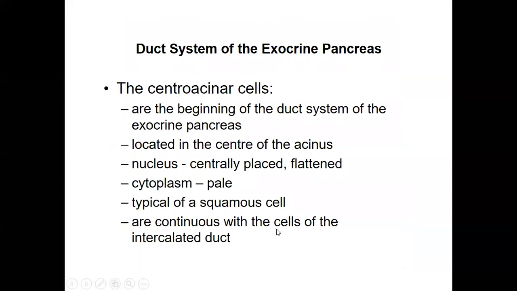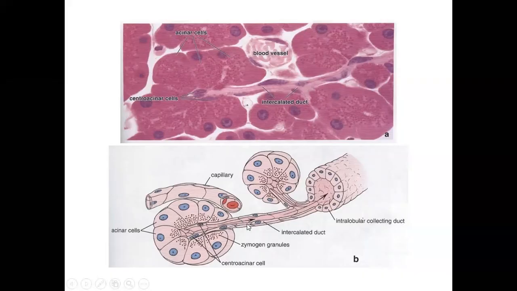It continues with the cell of the intercalated duct. So this is the intercalated duct. You can see here, this is the central acinar cell that continues with the intercalated duct. This is the acinus and the acinar cell.